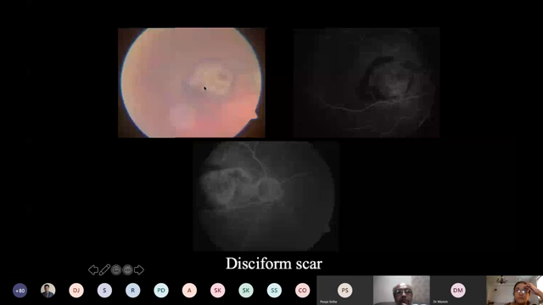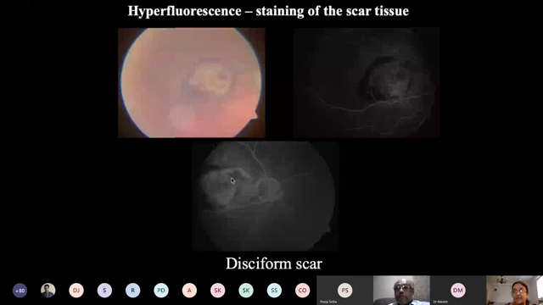You are seeing hyperfluorescence over here. If you see, there is a minimal increase in the intensity of this hyperfluorescence between the mid and the late frames. It is not increasing in size. The size is remaining the same. The intensity has very marginally increased. And that is why I am going to say that it is more of a staining that I'm dealing with and not an active leakage, because the margins have not become blurred and the size has not increased. What I see is just a minimal increase in the hyperfluorescence. So this is the type of staining you are going to be dealing with.